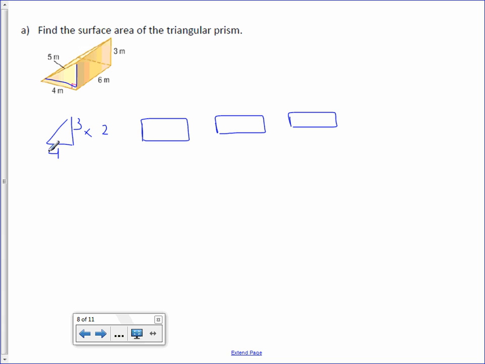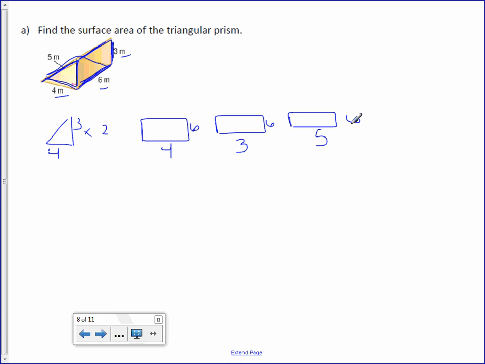If you look at the bottom rectangle, our dimensions are 4 and 6, so I will make one of them 4 and 6. Look at the side rectangle. The dimensions are 6 and 3. And then the other rectangle we can't see very clearly has this length of 5 and a length of 6.